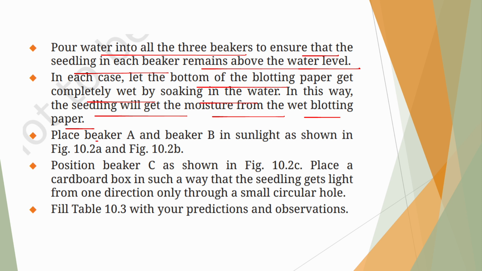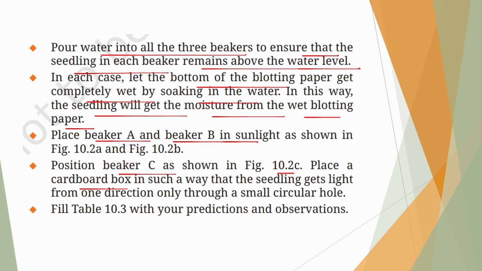Place beaker A and beaker B in sunlight. In beaker A, the plant is kept upright. In beaker B, the plant is kept inverted. Position beaker C as shown in figure 10.2c.